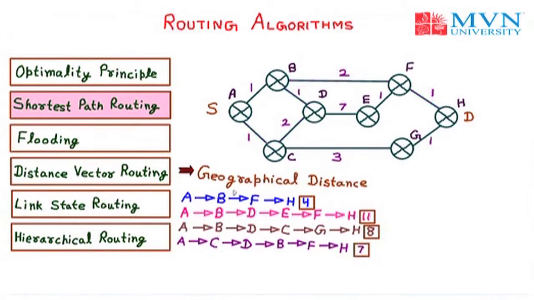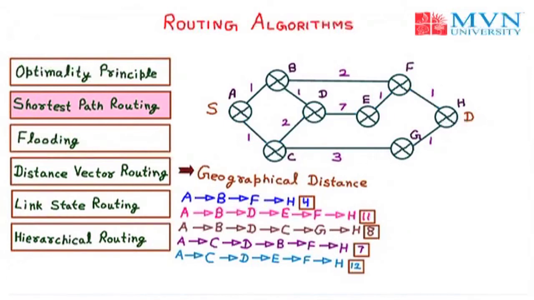The next path from source to destination is A to C, C to D, D to E, E to F, F to H. And the geographical distance from A to H with the help of this path is: A to C is 1, plus C to D is 2, plus 7 from D to E, plus 1 from E to F, and plus 1 from F to H. That is equal to 12.